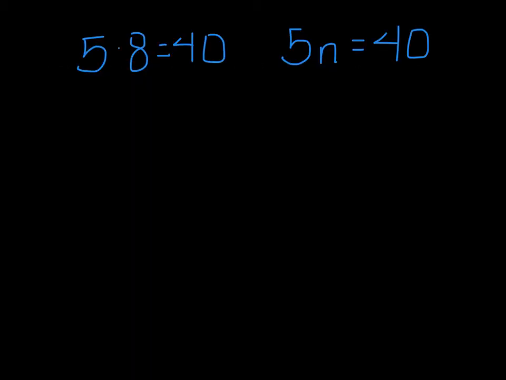Each of these is called an equation because they show that two mathematical expressions are equal. We have 5 times 8 equals 40, and 5 times n equals 40. So we know that this side, 5 times 8, does equal 40, and 5 times something, an unknown, equals 40.